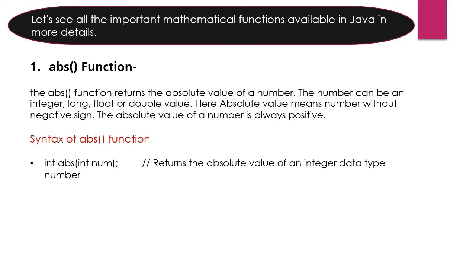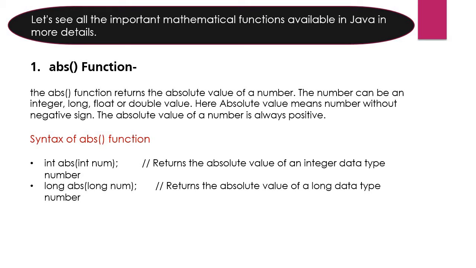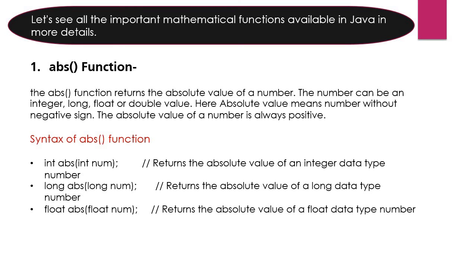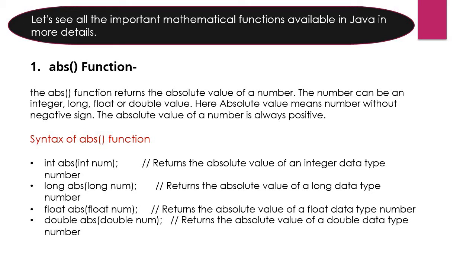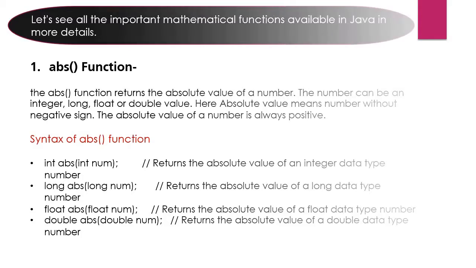int abs(int num) returns the absolute value of integer data type number. Next is long abs(long num). It returns the absolute value of a long data type number. float abs(float num). It returns the absolute value of float data type number. The next is double abs(double num). It returns the absolute value of double data type number.